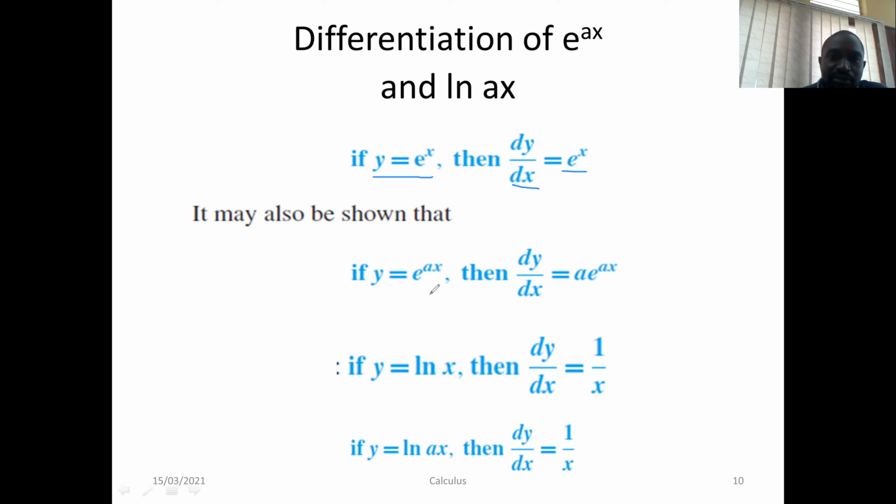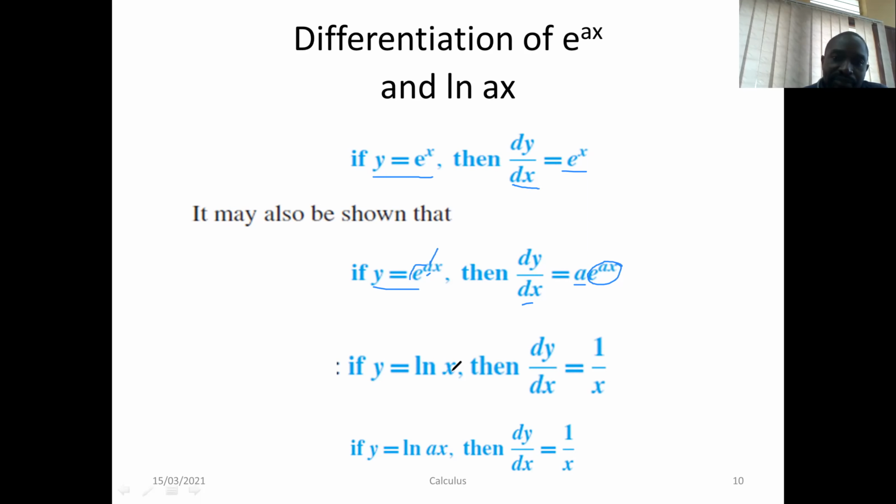But it may also be shown that if y is equal to e to the power ax, where you now have a constant a there, the rate of change of y with respect to x, dy over dx, will simply be: get this constant, bring it here, which is what you have here, and then you replicate the same function as it has been given in y. So that becomes the rate of change of y with respect to x, dy over dx.